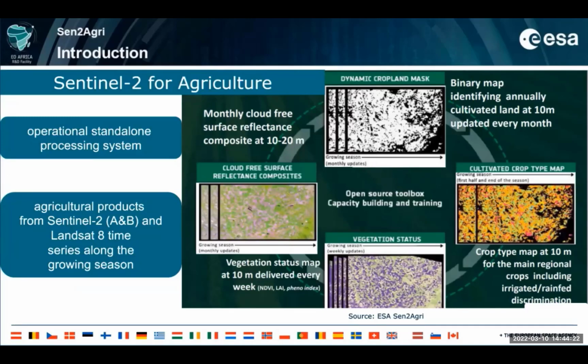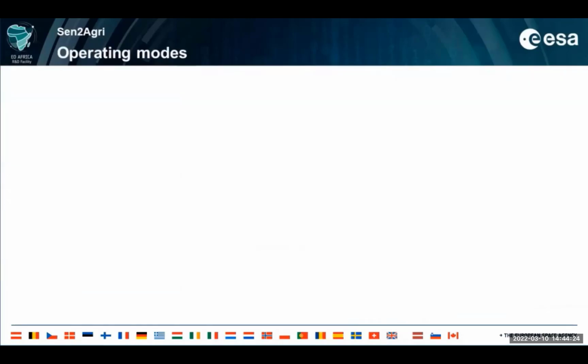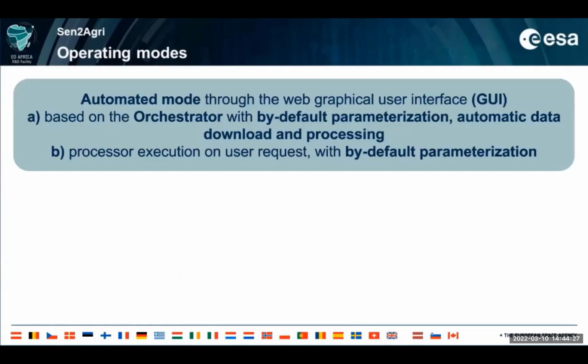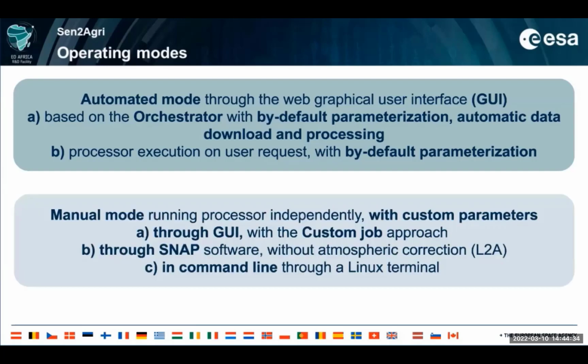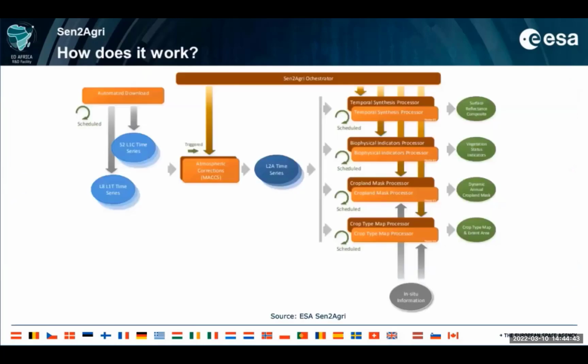And how does the system work? Sen2Agri is operating in two different modes. Automated mode for operational applications running a graphical user interface, and manual mode, which allows for more customization of given parameters and allows to run different processors in the system independently. The system consists of 4 independently executable component processors, which are managed and executed by an orchestrator, and then provide 4 different products described before.